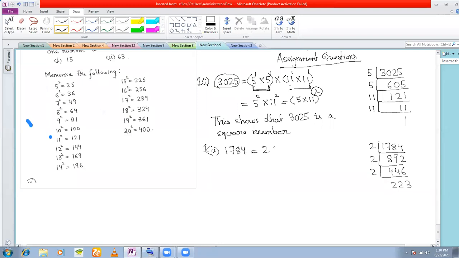So therefore, what I can say is 1784 can be written as, first of all, I take these two pairs. So I got one pair. But here 2 is left unpaired. There is no other 2, only a single 2. Also, this 223 is also left unpaired. So therefore, I say this shows that 1784 is not a perfect square, or you can write square number.